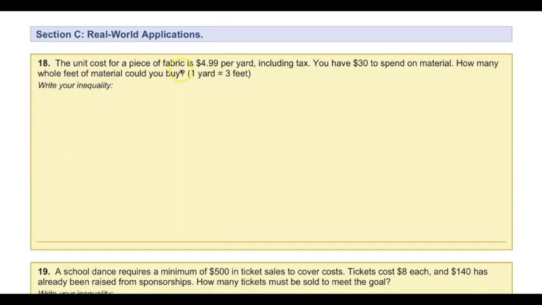Okay, real world application problem. The unit cost for a price of fabric is $4.99 per yard, including tax. You have $30 to spend on material. So right there, that tells us we have less than or equal to 30. How many whole feet of material could you buy? Okay, so all we have is $4.99. That's the cost per yard of fabric.